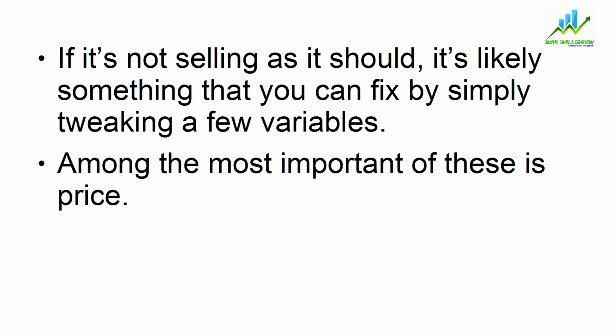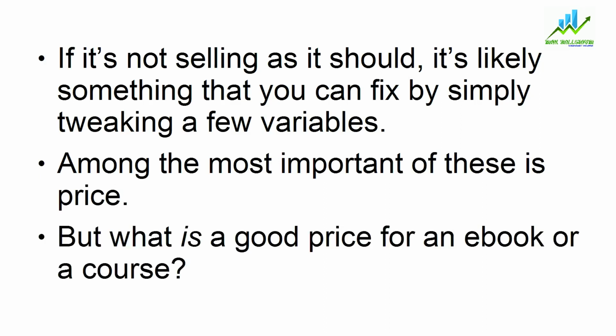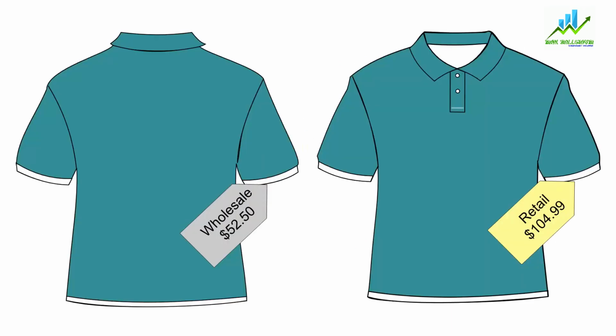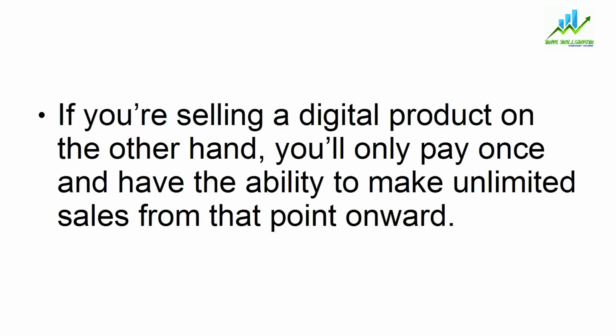Among the most important of these is price. But what is a good price for an e-book or a course? Were you selling a physical product as a reseller, then you might use a pricing strategy called keystone pricing. This means that you charge twice the amount you pay for it when buying it from wholesalers. While this is fairly standard, it only works if each individual unit has a cost associated with it. If you're selling a digital product, on the other hand, you'll only pay once and have the ability to make unlimited sales from that point onward.